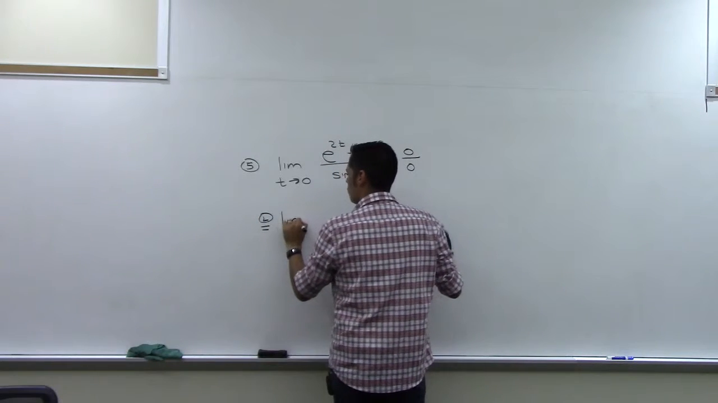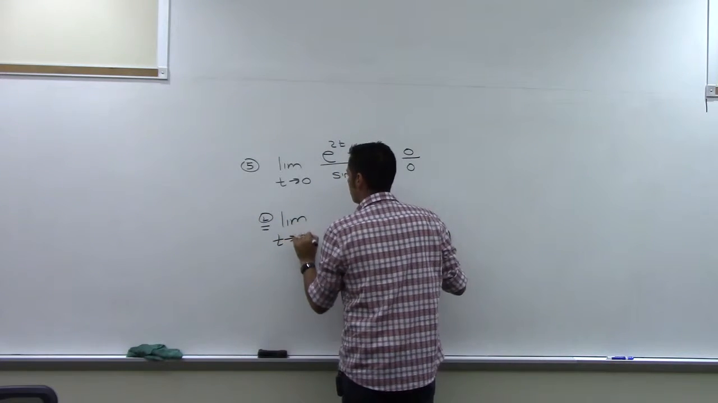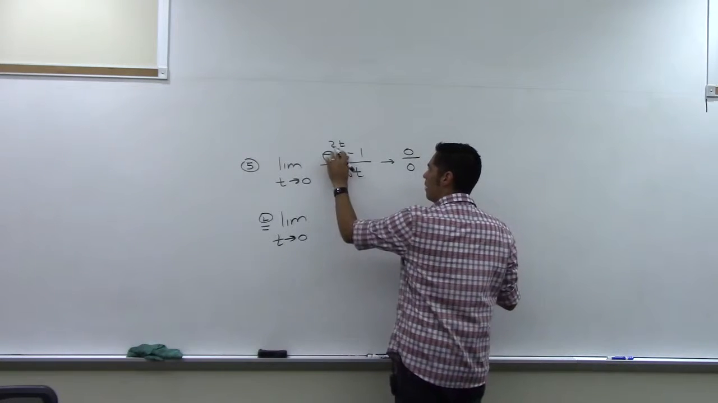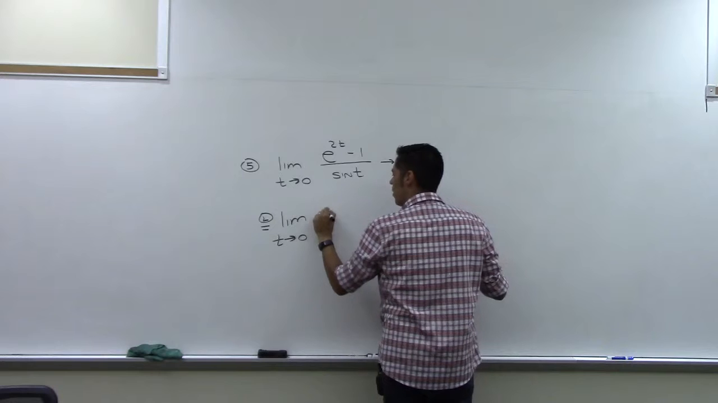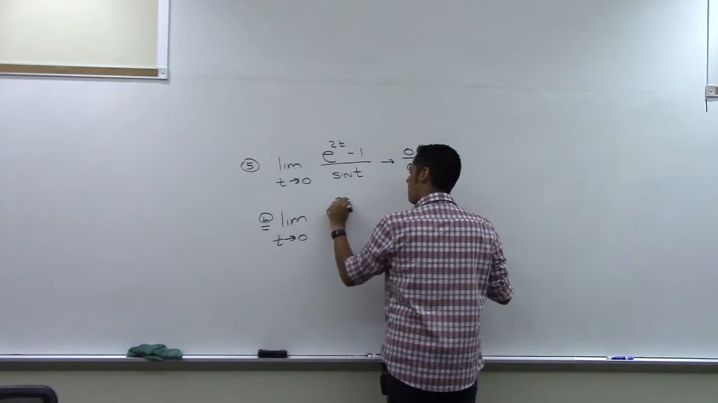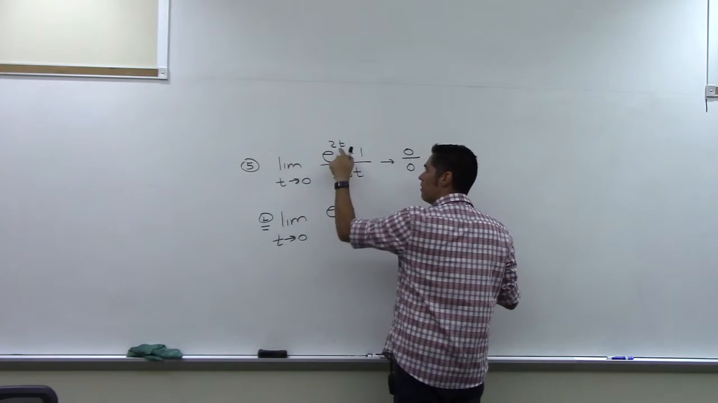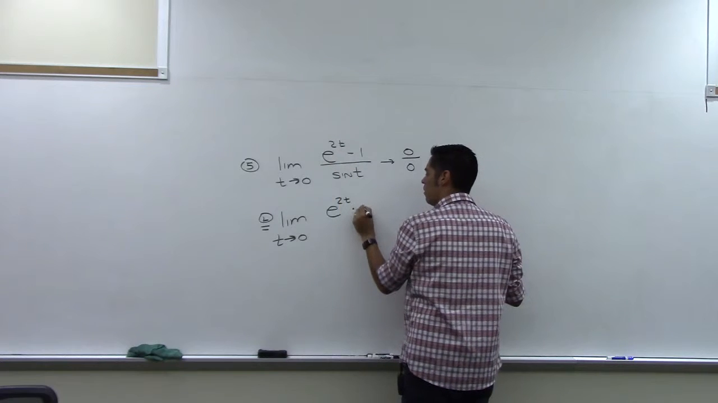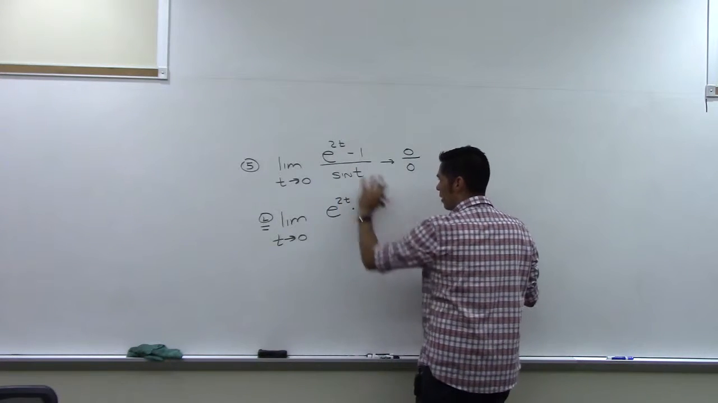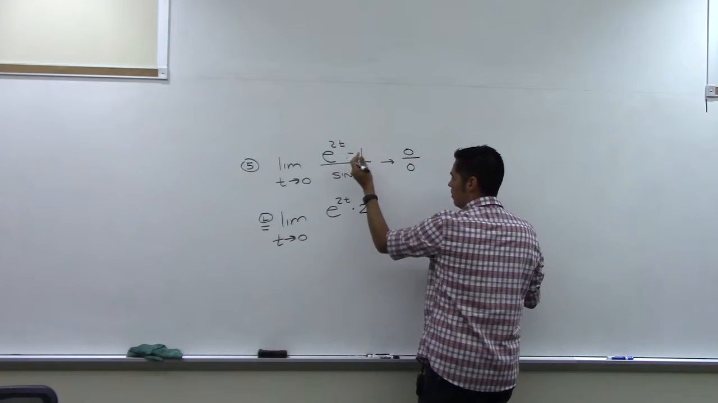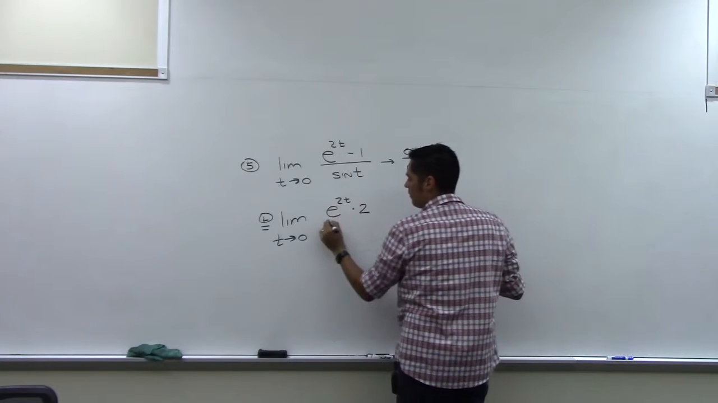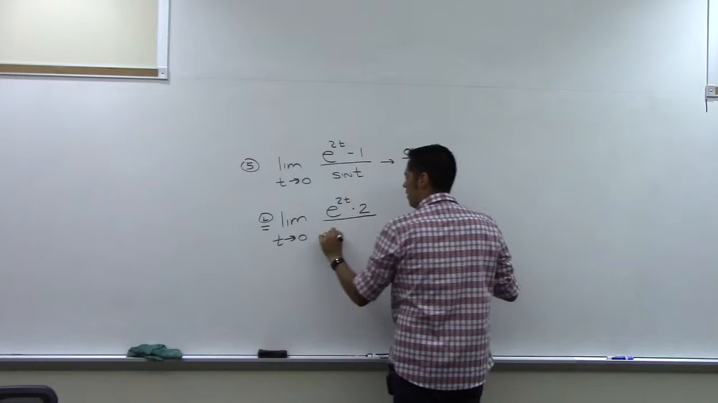We apply the rule. Limit t goes to 0. Derivative of the top. We have two terms, right? Derivative of e to anything is itself. Chain rule says times derivative of what's up here. So derivative of what's up there is 2. And so we're done with derivative of e to the 2t. Minus the derivative of 1, which is 0. So that's it. That's all we have. Over derivative of sine of t is cosine t.